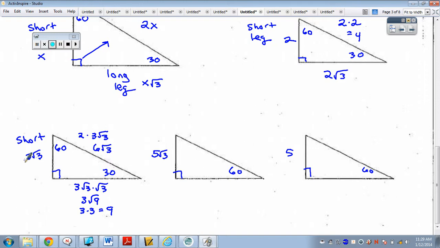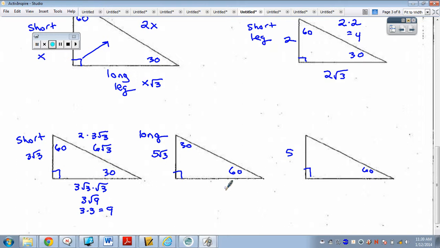So it's easy when you have the short leg, because then you're just multiplying by two different numbers to get the long leg and the hypotenuse. It's harder if they give you the long leg. This looks like the same triangle as this one. However, what's different is that this is where the 30-degree angle was before. Now we have a 60-degree angle here. So across from the 60, this is now my long leg, which makes this angle 30 degrees and this my short leg.